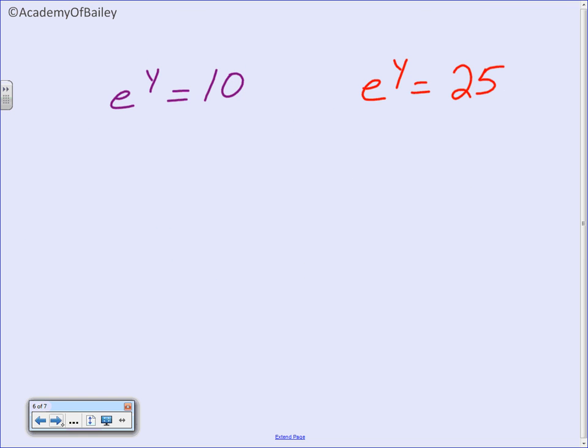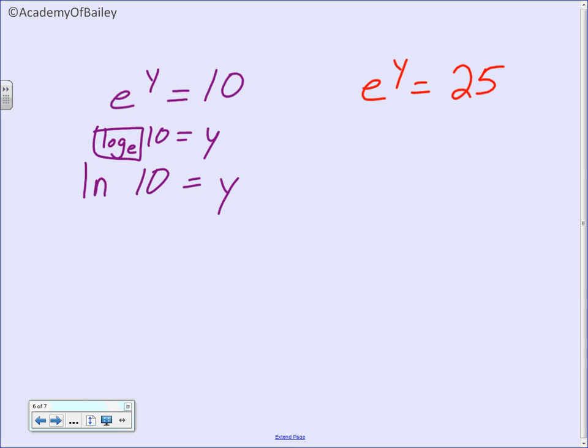All right, so let's look at this next example here. If we have e raised to the y power is equal to 10, we're trying to solve for y. Well, we know if we take the natural log, the natural log of 10 is going to be equal to y. And you notice I just skipped the part of saying log base e of 10 is equal to y. And so you can type that into your calculator, get a decimal, and let's see you try the one on the right.